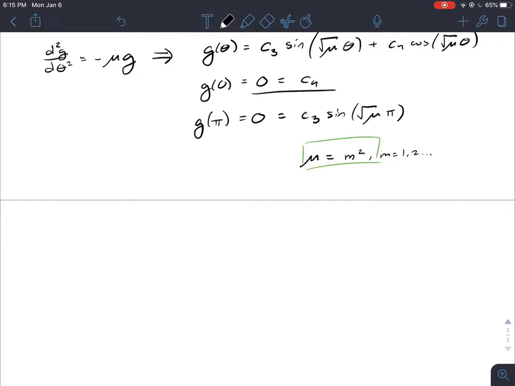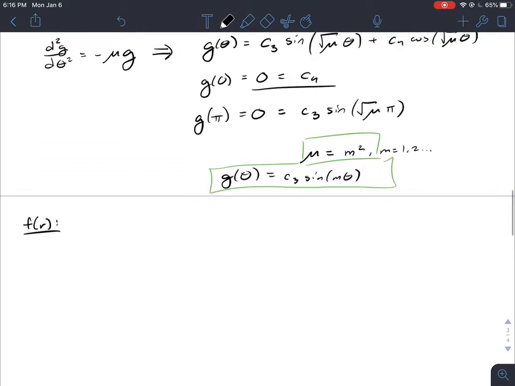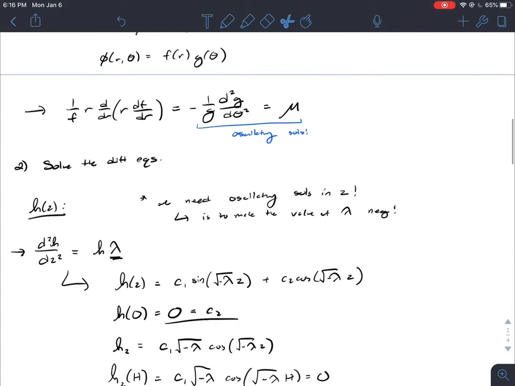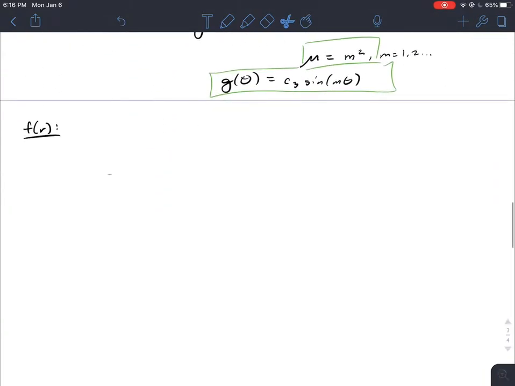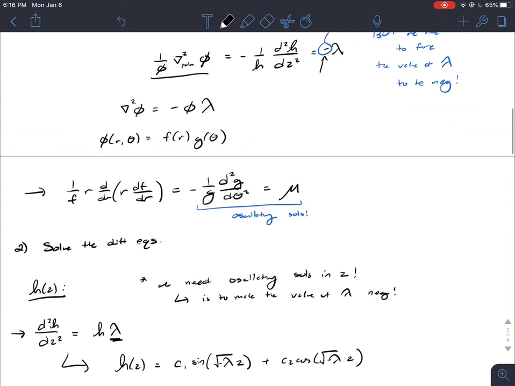And then if we evaluate, the differential equation for g, therefore, is just going to be equal to c3 sine m theta. And let's take a look at f of r now. Let's go back up here. So f of r looks like this. Is equal to mu.